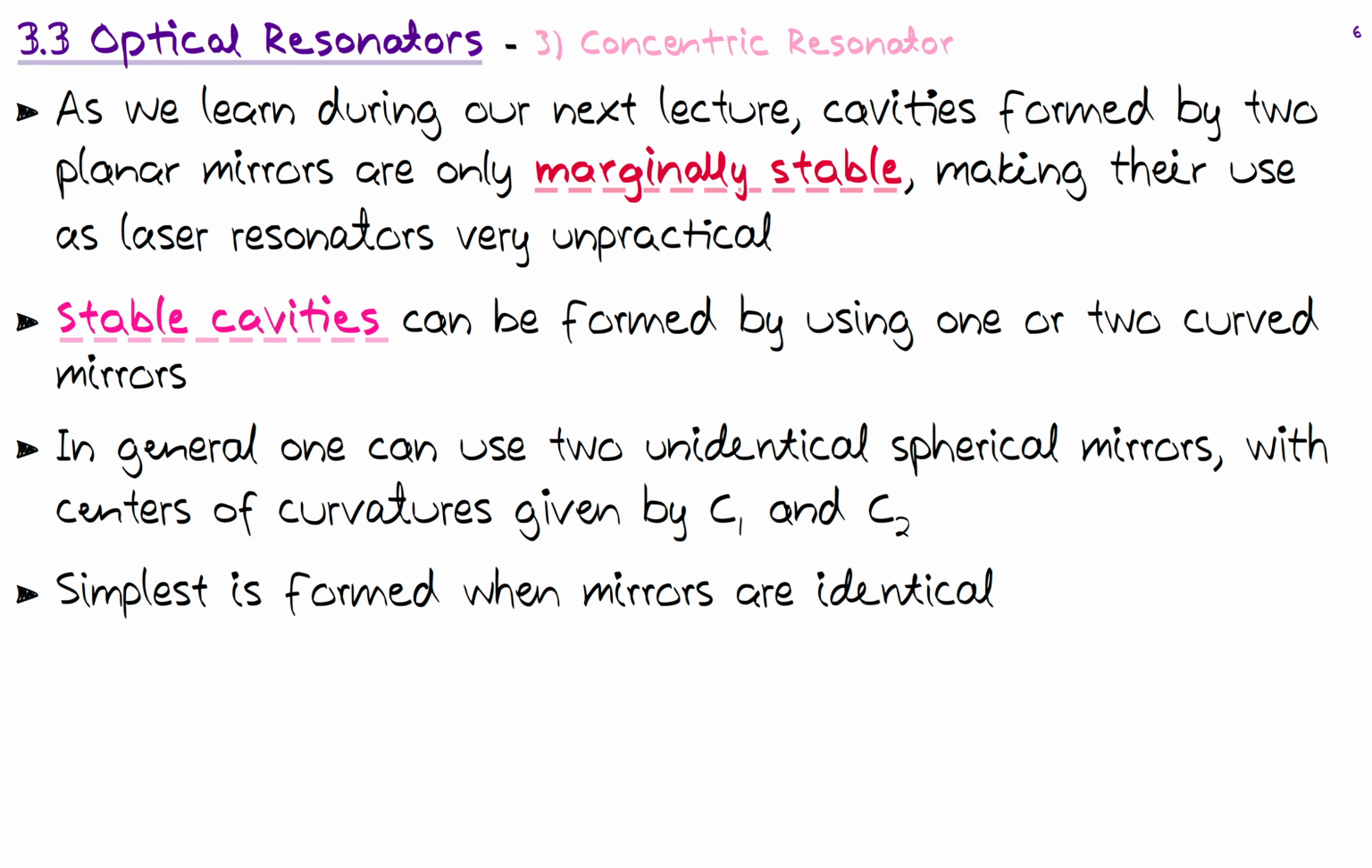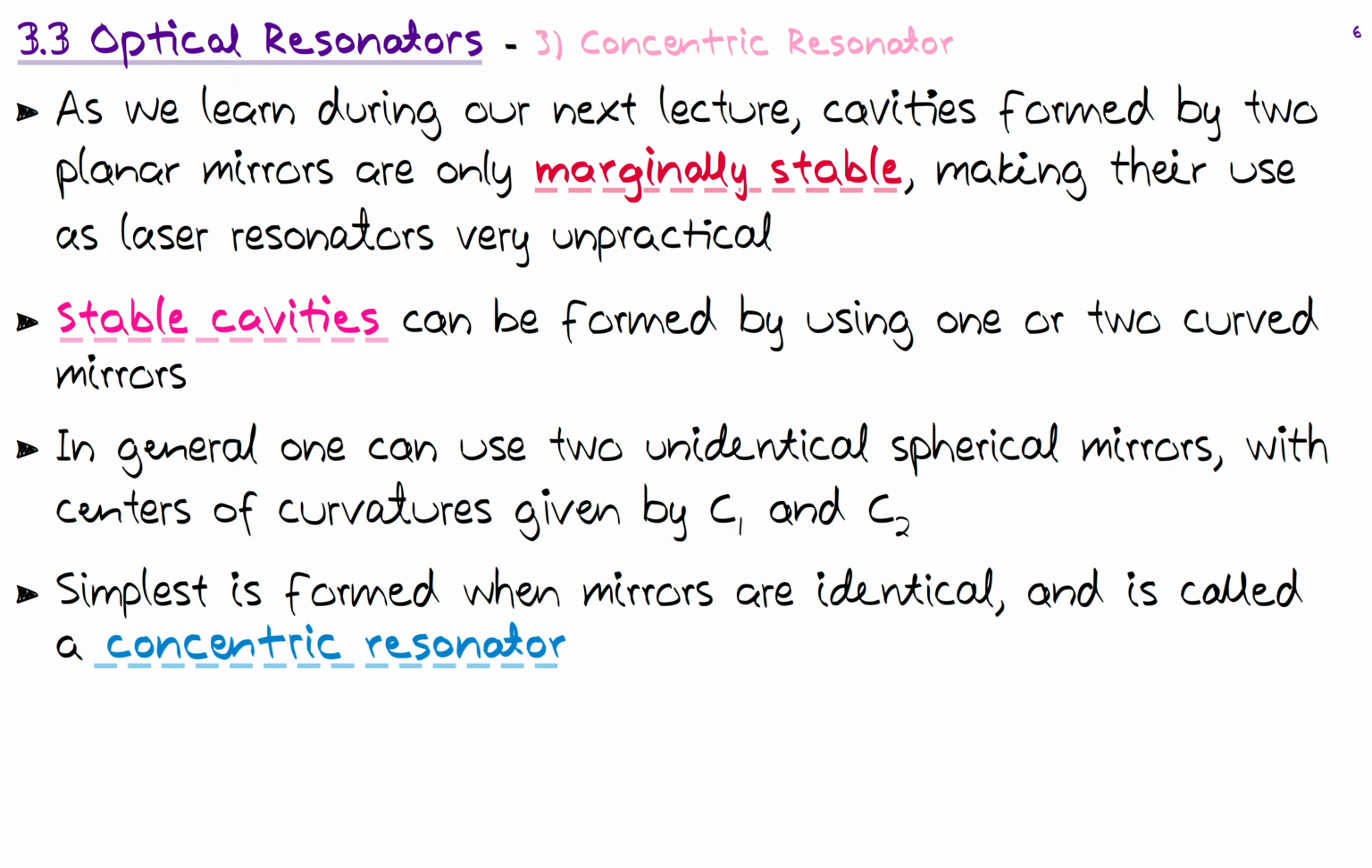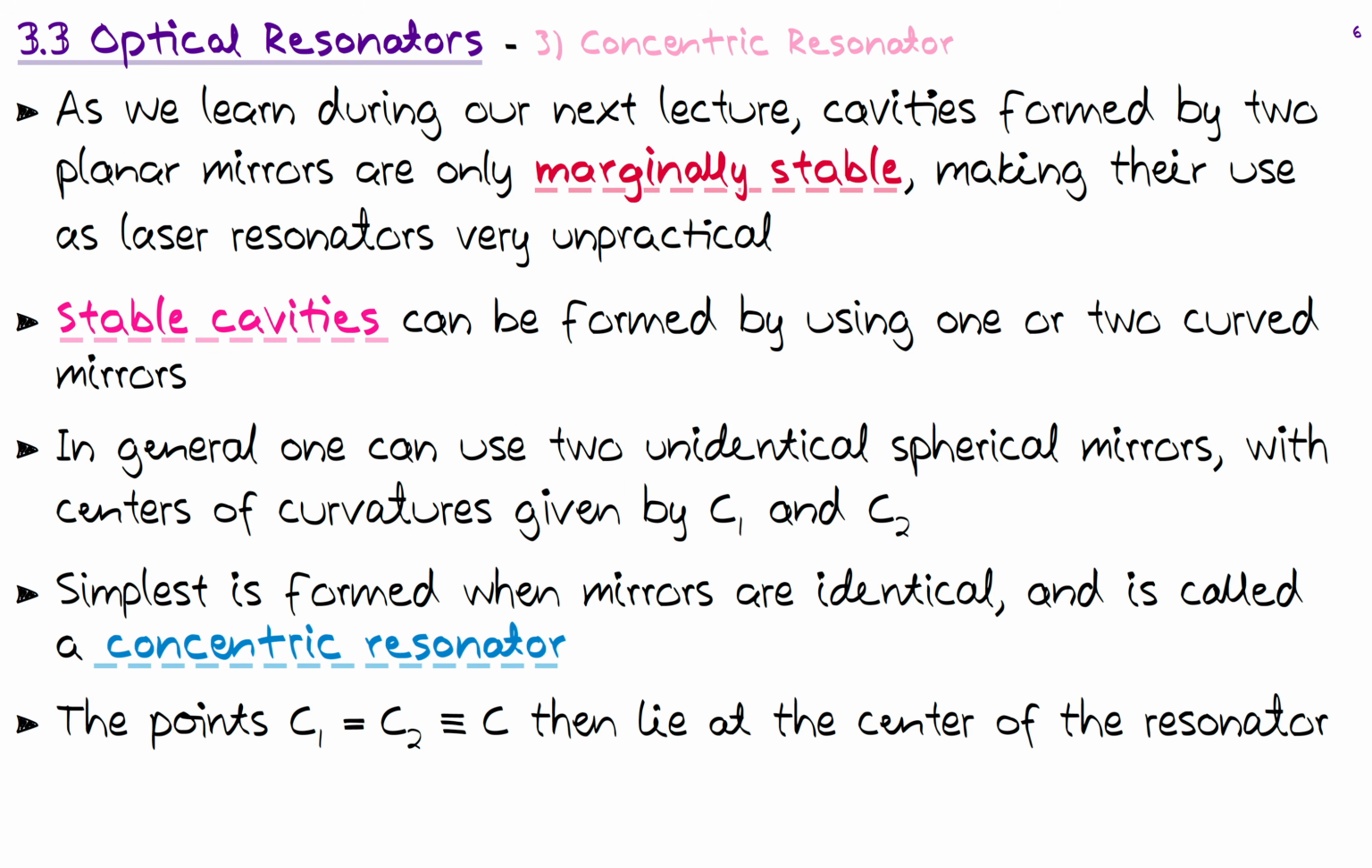But here we are mostly interested in the simplest possible configuration, and that's formed when we have two identical mirrors. In this case, the cavity configuration is called a concentric resonator. The centers of curvature, C1 and C2, if they are equal, we can denote them as just C, and they lie at the center of the resonator. This is the simplest possible stable cavity configuration that we can imagine and deal with. This is what we start with, and we will go through the analysis in the next chapter.